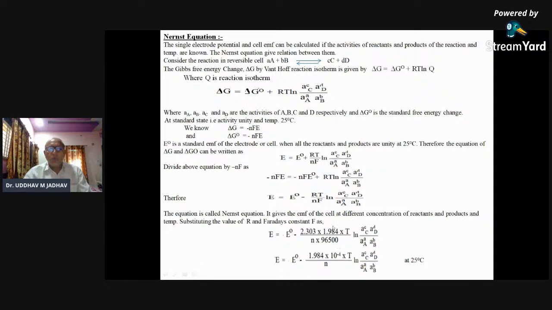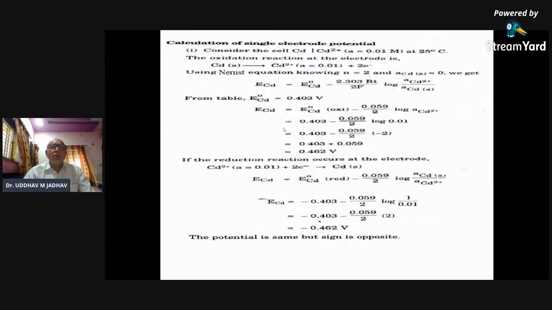And if you calculate this ratio, 2.303 into 1.987 upon 96500, then it comes out to be 1.984 into 10 raised to minus 4 into T upon n, log of this ratio. Now, by having the knowledge of this Nernst equation, it is possible to calculate the single electrode potential as well as the cell EMF. Now, how the single electrode potential or the cell EMF can be calculated, we will show by taking an example.